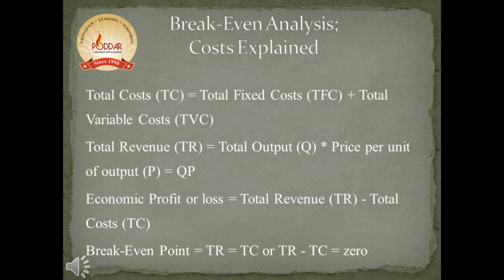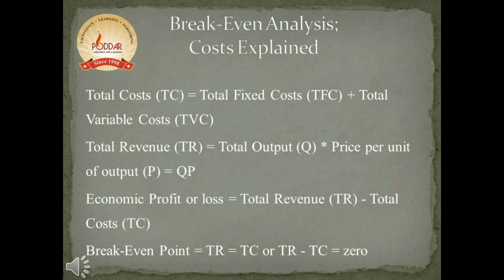Let us now have a look at the different types of costs associated with break-even analysis. Total cost is treated as total fixed costs plus total variable cost. Total revenue is calculated as total output, which can be represented by Q, multiplied by price per unit of output, that is P. Economic profit or loss is calculated as total revenue minus total costs.